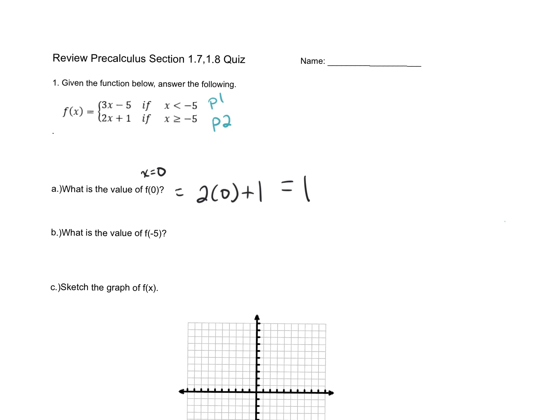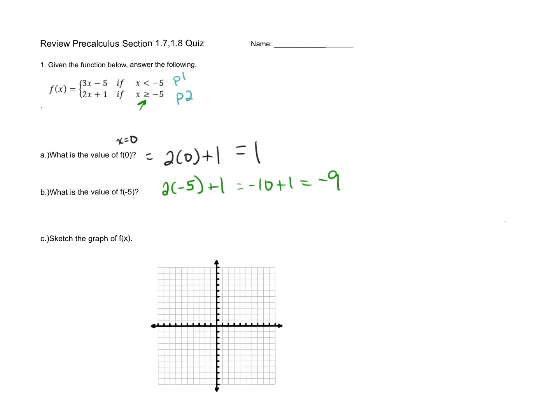B says, what is the value of f of negative 5? Well, negative 5 is in piece 2 because piece 1 is less than negative 5, and piece 2 is greater than or equal to negative 5. So it's this equality here. That means we'll plug it into that piece. So 2 times negative 5 plus 1 will be negative 10 plus 1, which is negative 9. So those are function values that you can find.